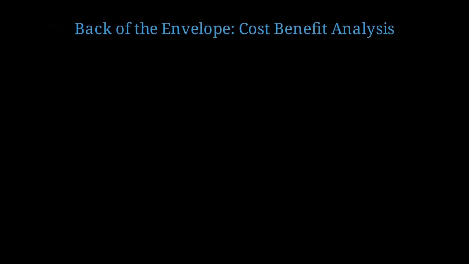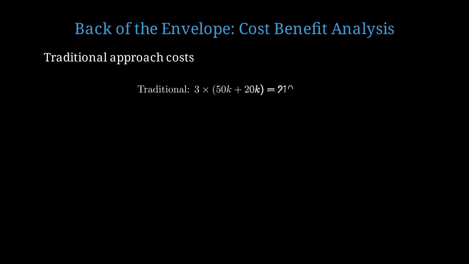Let's do a quick back-of-the-envelope calculation to understand the cost-benefit of this approach. Traditional approach: one graduate student working for 3 years at $50,000 per year salary, plus $20,000 per year in materials and equipment. Total cost: 3 years times $70,000 per year equals $210,000 total investment.